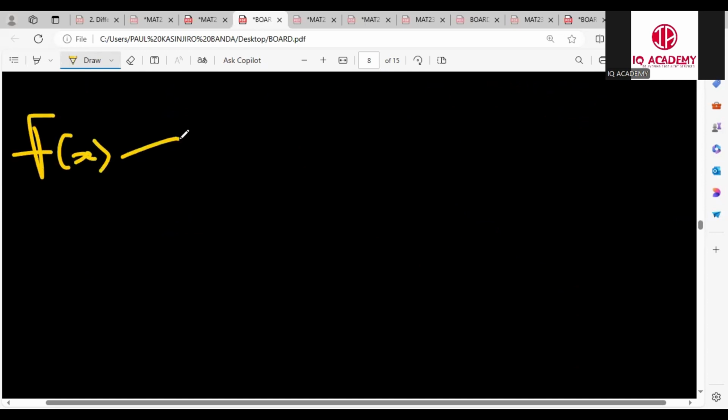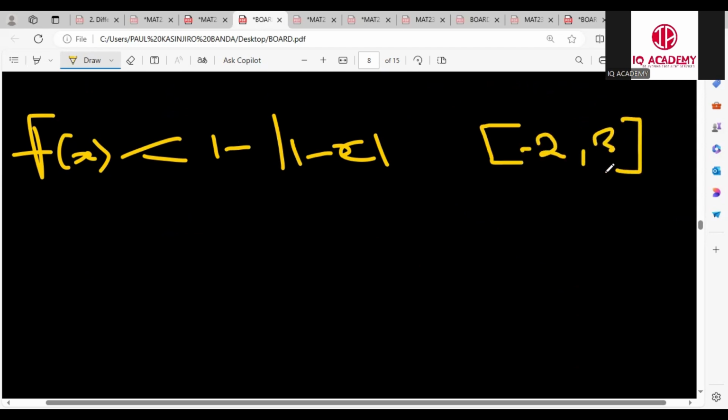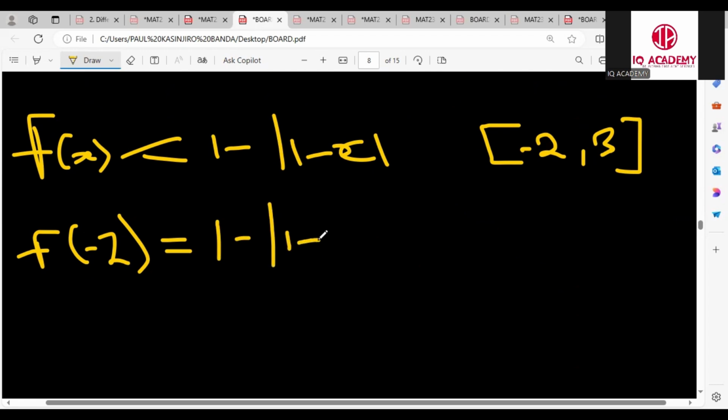So the function that we have is f(x) = 1 - |1 - x|, right? And the interval that we have is from -2 all the way to 3, and -2 and 3 are included, right? So let's try to find f(-2). We just substitute -2 where there's x. So this will be 1 minus |1 - (-2)|. In the modulus I have 1, and this negative will multiply this negative, so it will just be 2. So 1 plus 2 will be 3.